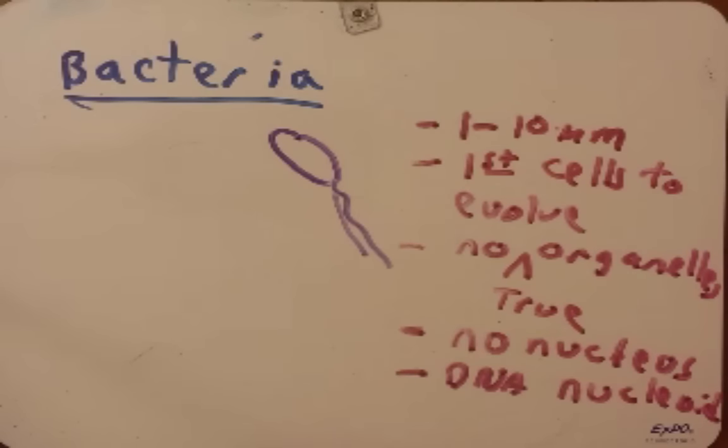Now it's true, if we were to talk about archaea, many of these same things we would see. Archaea also are 1 to 10 micrometers in size. They weren't the first to evolve. They also lack true organelles. They don't have a nucleus, but they do have these DNA nucleoids. Alright, that's all you need to know about bacteria for now. We will come back to this towards the end of the semester. So let me erase this, and let's talk about eukaryotes.